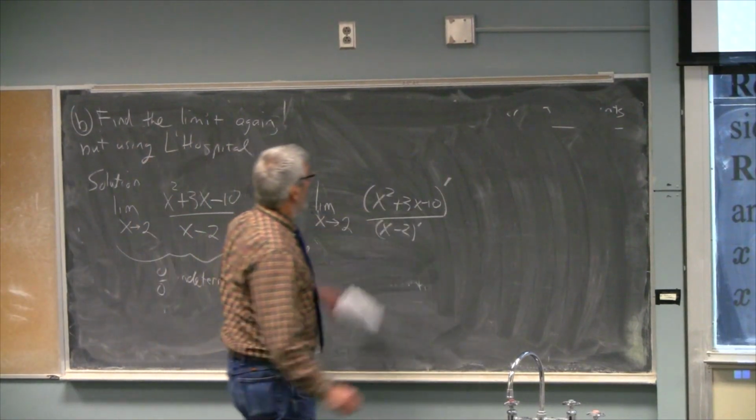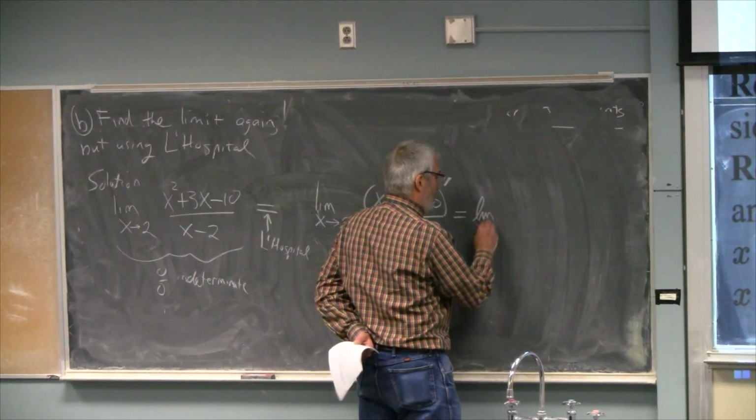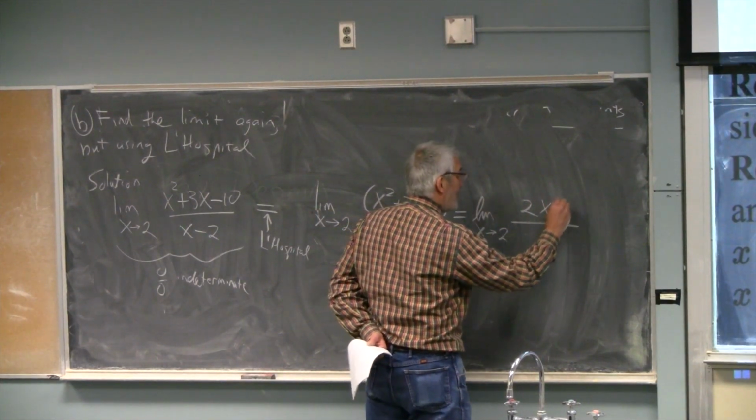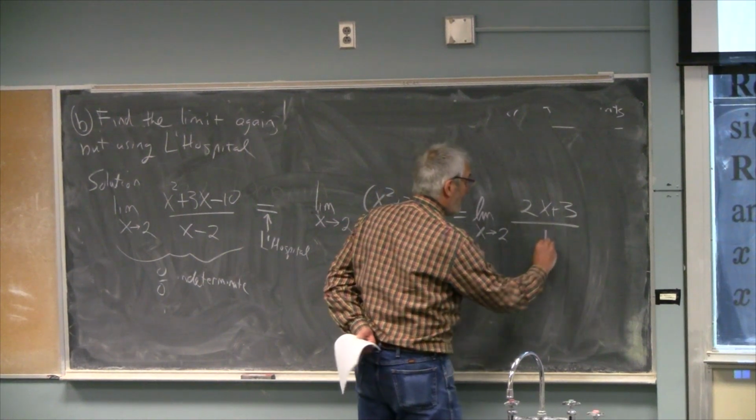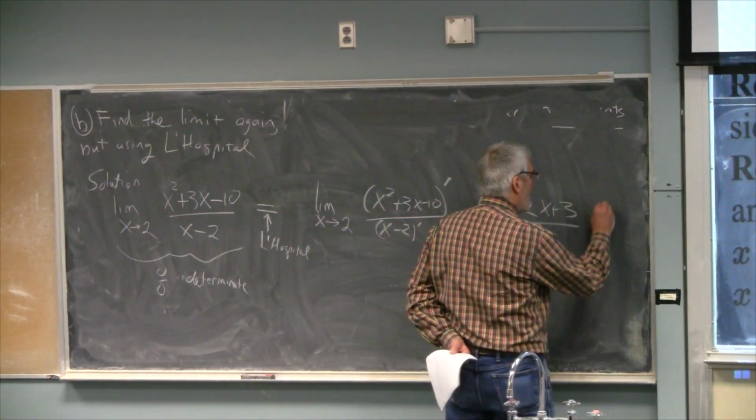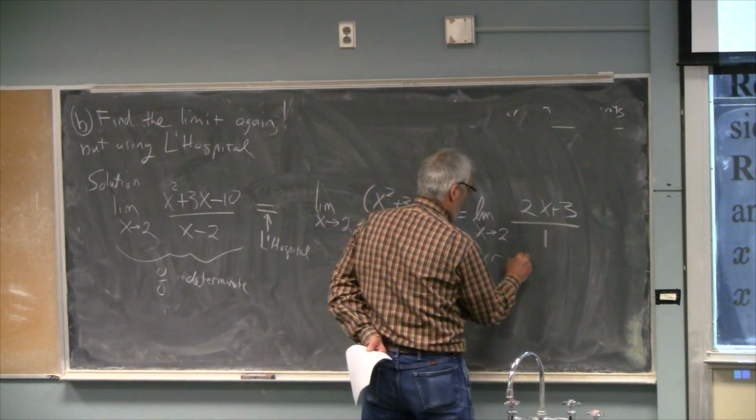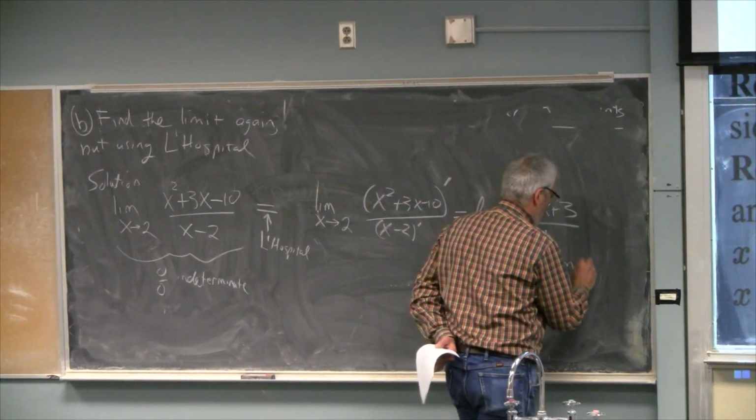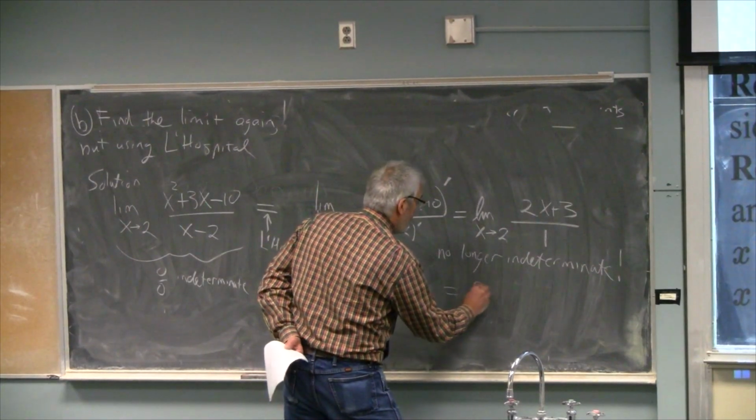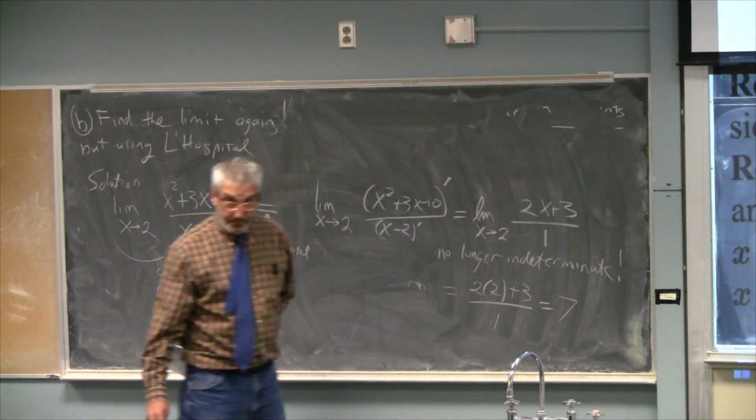Now let's just get to work. The derivative of the top, so I still have to have my limit notation. The top prime is 2x plus 3, and the bottom prime is just the number 1. Notice that that's no longer indeterminate. And so I can just substitute in my numbers, 2 times 2 plus 3 over 1, so I get the number 7. Same exact answer.